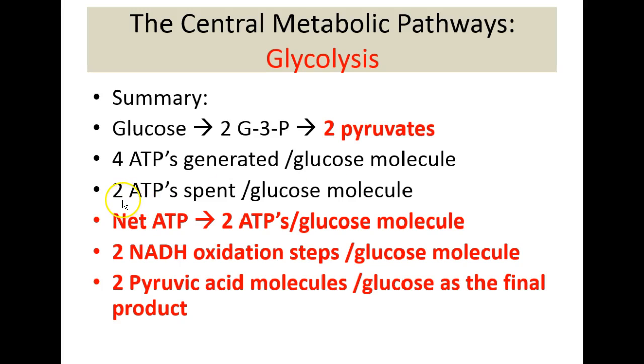However, remember that 2 ATPs were spent during the energy investment stage of the process, giving us a net ATP gain of 2 per glucose molecule. Also, 2 NADH oxidation steps will be provided per glucose molecule, and 2 pyruvic acid molecules will be the product of glycolysis per glucose molecule.